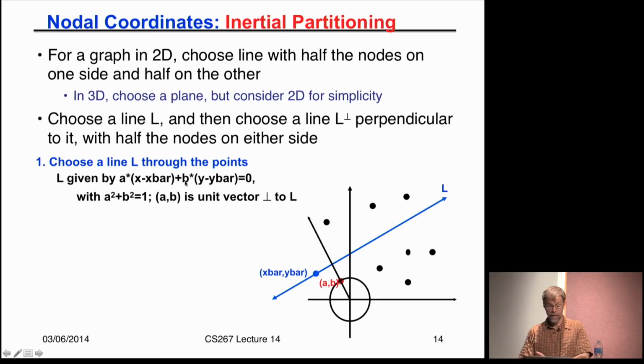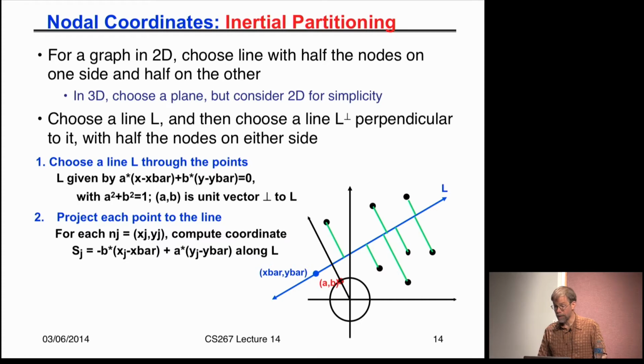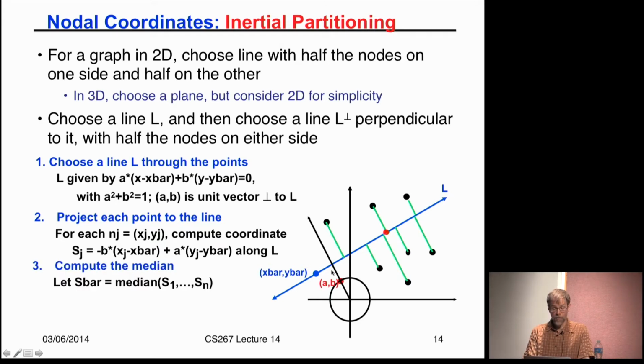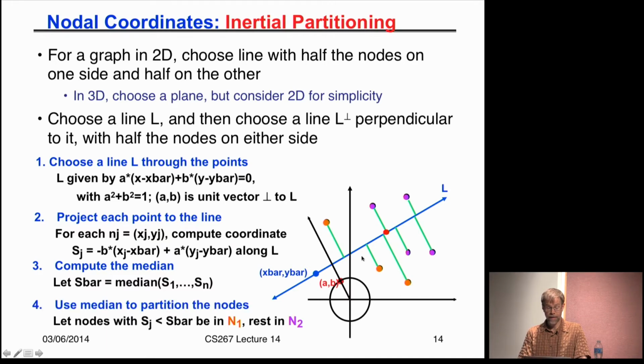The next step is to take each point and project it to the line. Just draw the perpendicular from each of my points to the line. That's easy to do; you do a little dot product. These S's are the coordinates of all those points. Then what I want to do is divide those in half. So I'm going to compute the median, right? Half of the projections are on that side of the red dot, half are on that side. And that's how I'm going to be dividing it. What I'm going to do is basically use the median to partition the nodes.